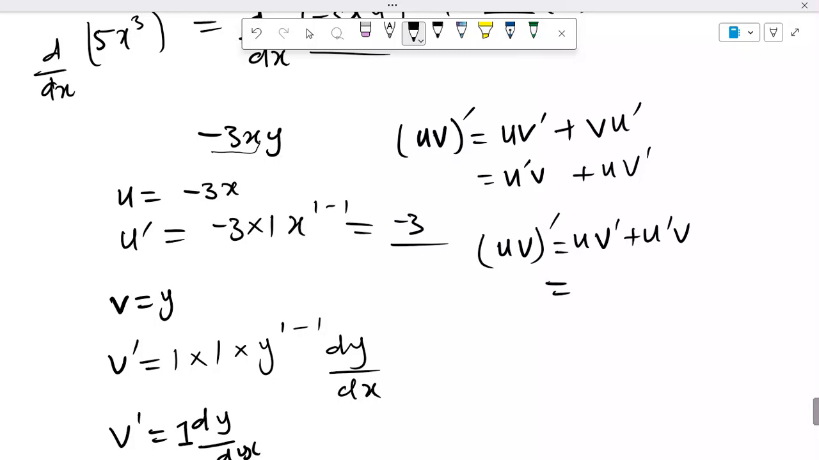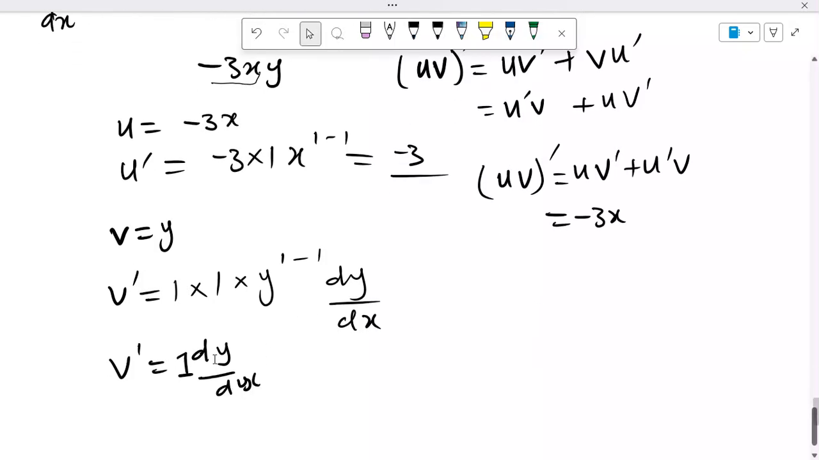So what is u? u is negative 3x, so you write negative 3x. What is v prime? v prime is 1 dy/dx. Okay, so this is multiplied by 1 dy/dx, plus, what is u prime? u prime is negative 3, so we write negative 3. What is v? v is y. Okay, so we write y.